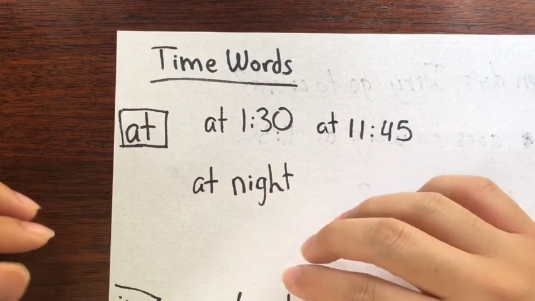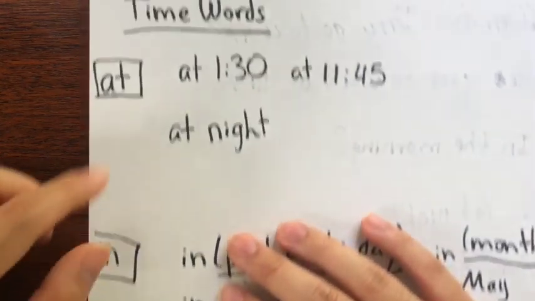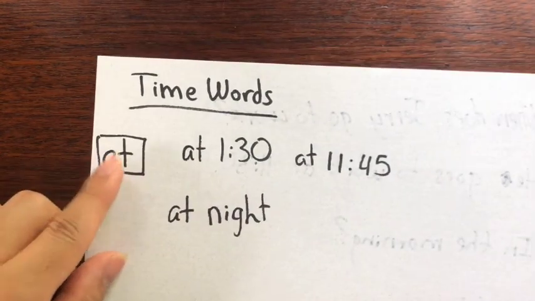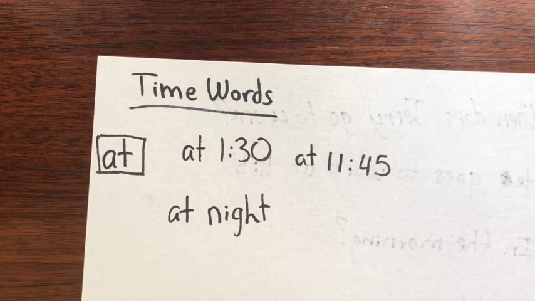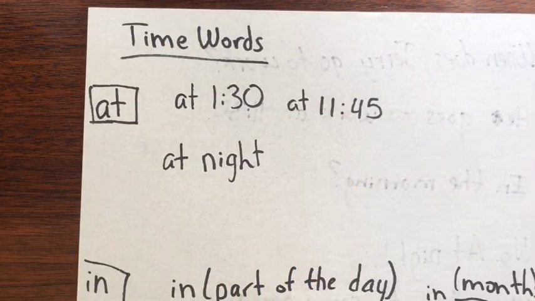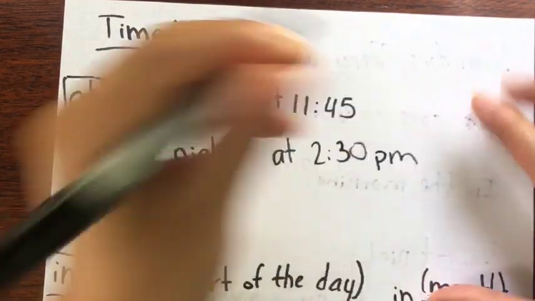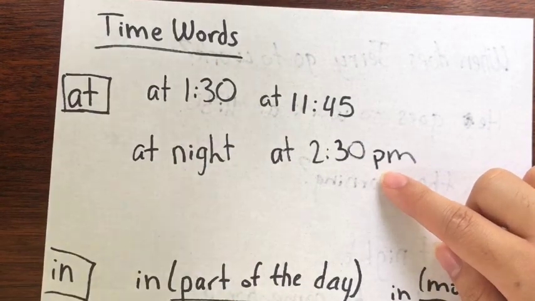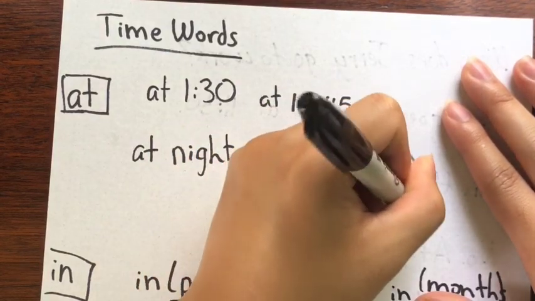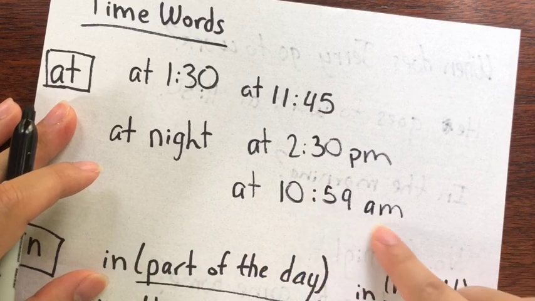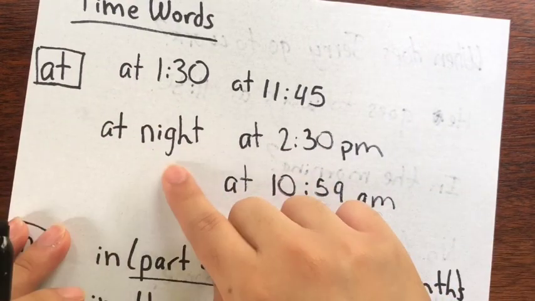We have 4 time words we need to know for the test. We have at, in, on, and ago. So let's start with at. We use the word at when we have a time. So we say at 1:30, at 11:45, or at night. We can also use at 2:30 p.m. So 2:30 p.m. is in the afternoon. At 10:59 a.m. At 10:59 a.m. is the morning. So we use at for times and the word night.